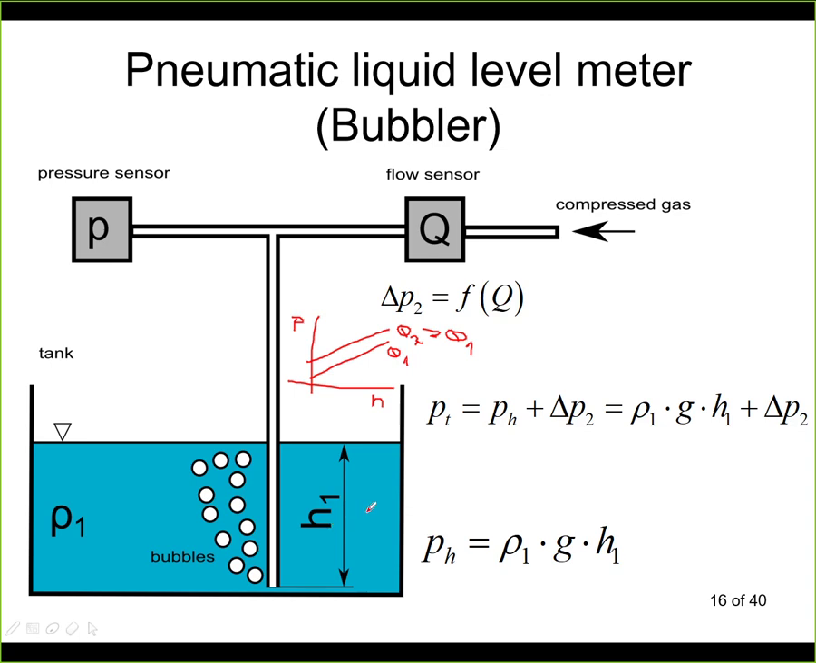This can run continuously, so you have no problems with blocking of this pipe. On the other hand, it may be a costly approach, because you need to have the source of compressed gas that is producing the gas at all times if you want to measure the liquid level continuously.